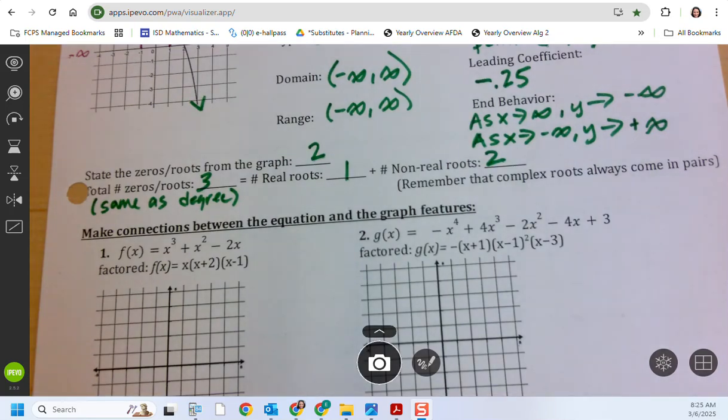Questions? Yes. For state the zeros or roots from the graph, we don't write that as a point. I probably wouldn't take off if you wrote it as a point, but the one that has to be a point is the x-intercept. If I say x-intercept, I need a point. Yeah. The rest of them, you can just write them as the number.